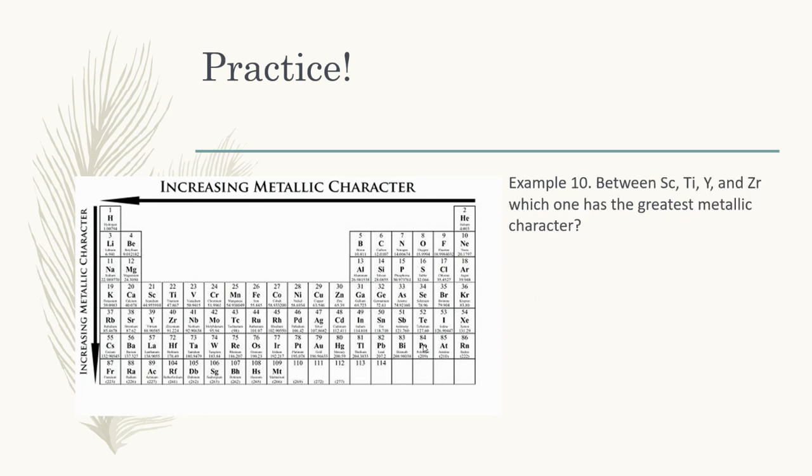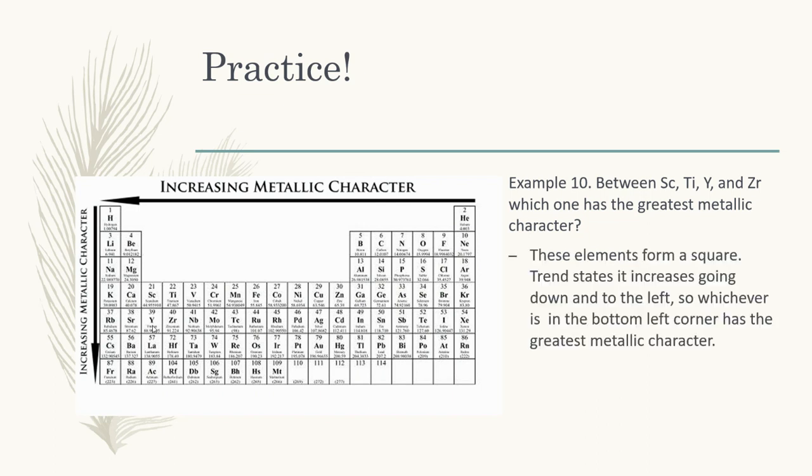Last example, we're going to look at scandium, titanium, yttrium, and zirconium. Where are they? Here we go. Scandium, yttrium, zirconium, and titanium. Which one of them has the greatest metallic character? So again, this is not just one column or one group. So we're going to have to use both components of the trend, increasing to the left and increasing down. That means that we're going to be looking for whichever element for this square right here is in the bottom left corner. So that would be yttrium right here. So yttrium has the greatest metallic character.